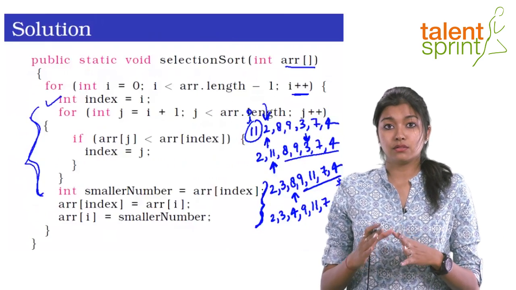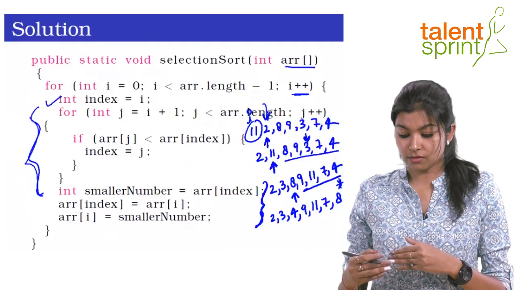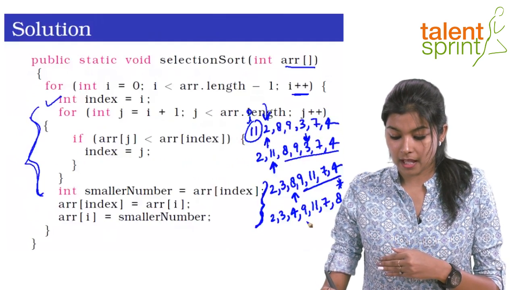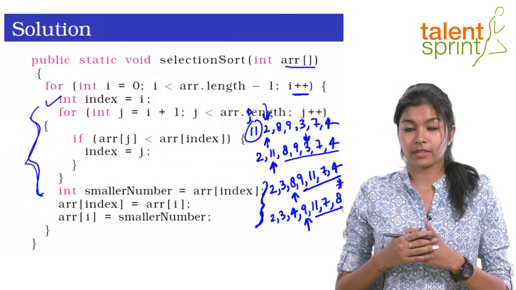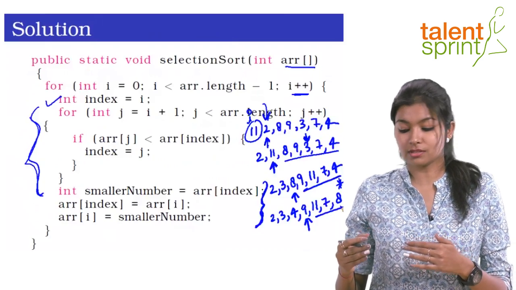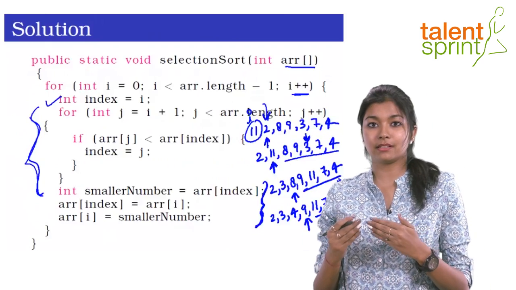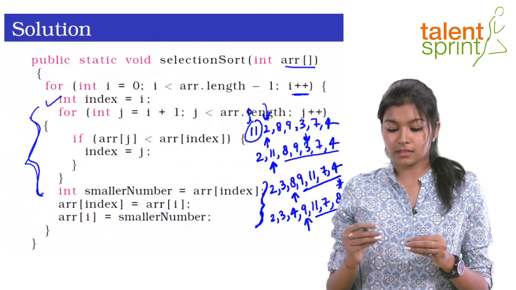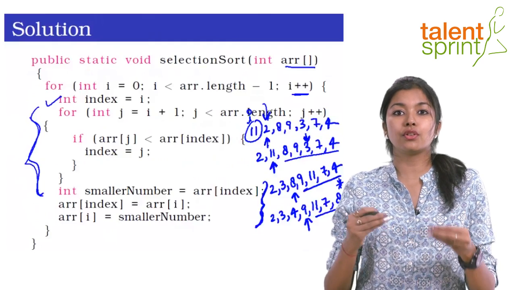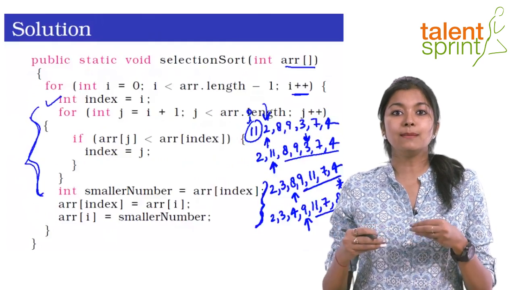Now similarly you can go through the remaining iterations. Now the next I will be 9 and the remaining array will be 11, 7, 8. So go through the remaining iterations and check if you are getting the correct value at the end. Also what you can do is change this array to suit your different numbers and keep testing.